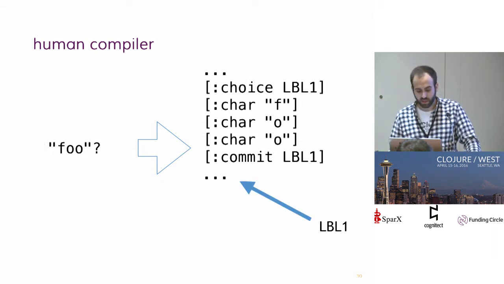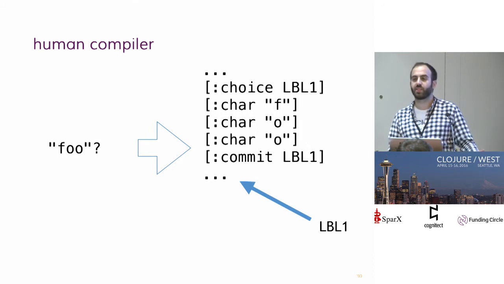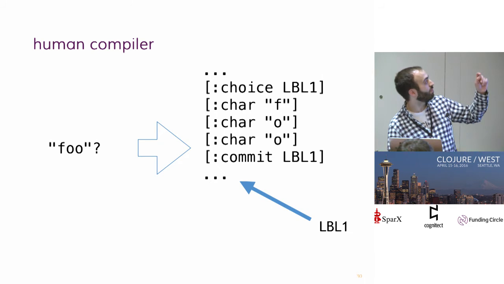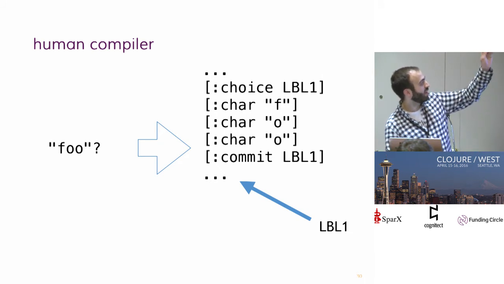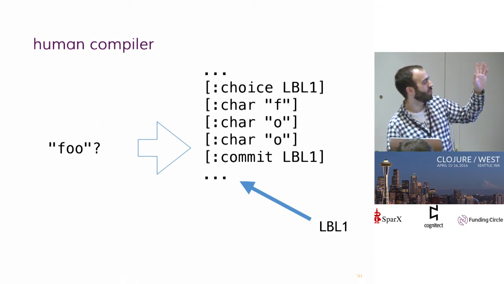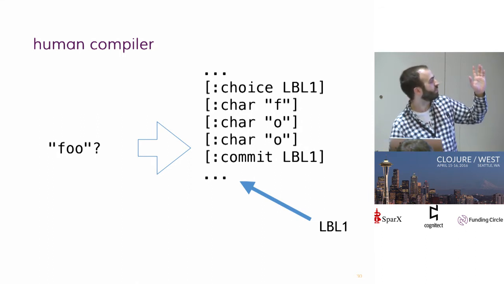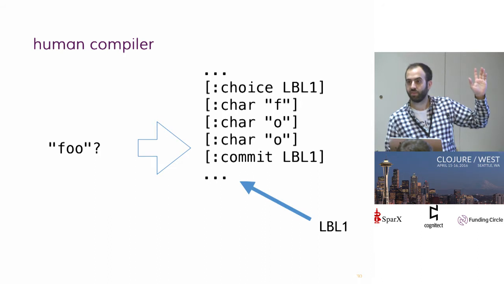OK. So we can use choice to also represent optionality. You can try to match foo, and that's pretty simple. You remember the entry just after foo, and in case foo fails, just jump to it directly. Make sense?